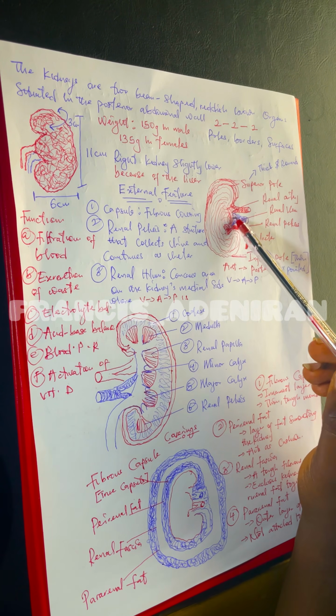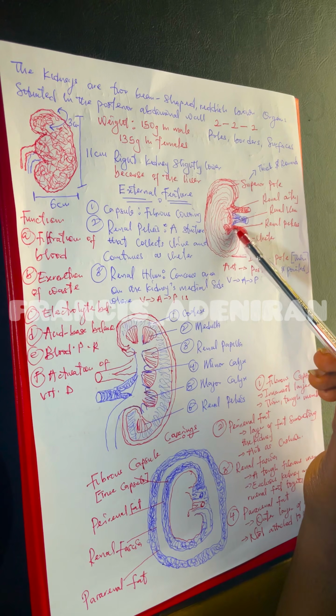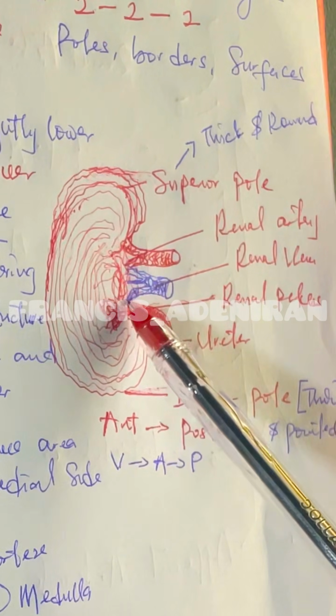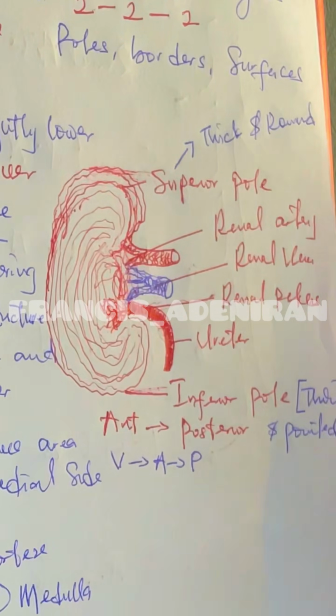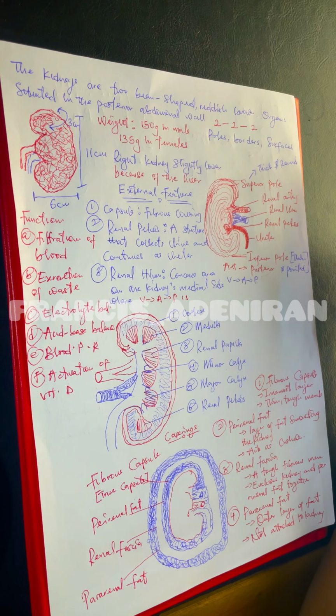In this medial border, this concave area, you find the renal vein, renal artery, and the renal pelvis. It is also worthy of note that the arrangement of the contents in the renal hilum from anterior to posterior is what we call the VAP: the renal vein, the renal artery, and the renal pelvis.